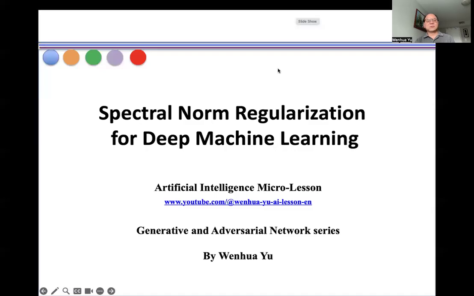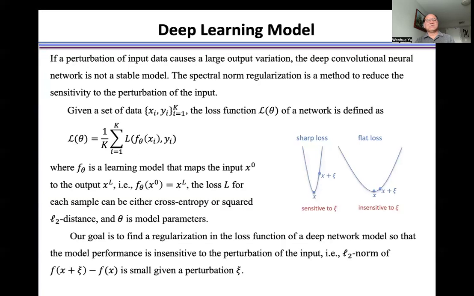In this video, I introduce spectral norm regularization for deep machine learning. If a perturbation of input data causes a larger output variation, the deep convolutional neural network is not a stable model. Spectral norm regularization is a method to reduce sensitivity to the perturbation of the input. The flat loss is not sensitive to the perturbation of input x.